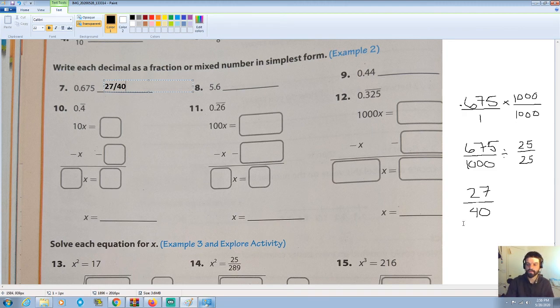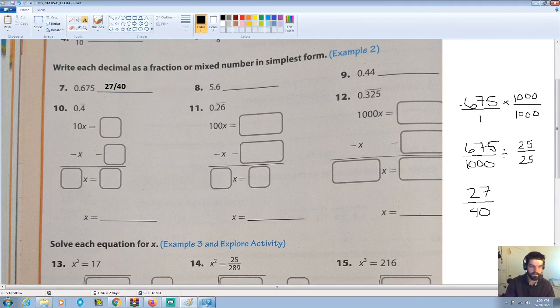As an example, we can't divide both top and bottom by 2, even though 40 is divisible by 2, because 27 isn't evenly divisible. And we can't do 3, because even though 27 is divisible by 3, 40 is not. So we'll go ahead and confirm that our final answer is 27 over 40. Let's go ahead and look at the next one here.